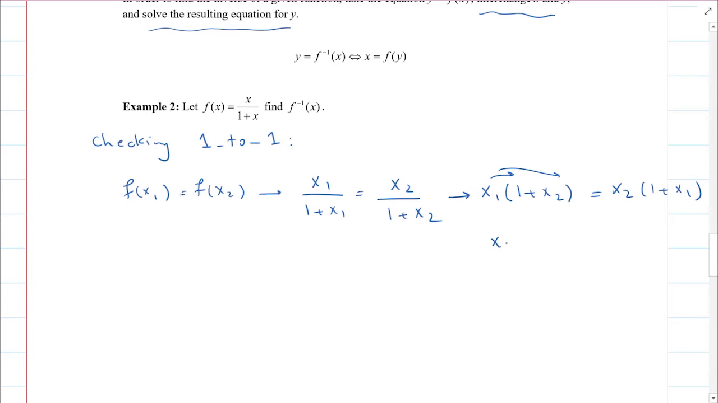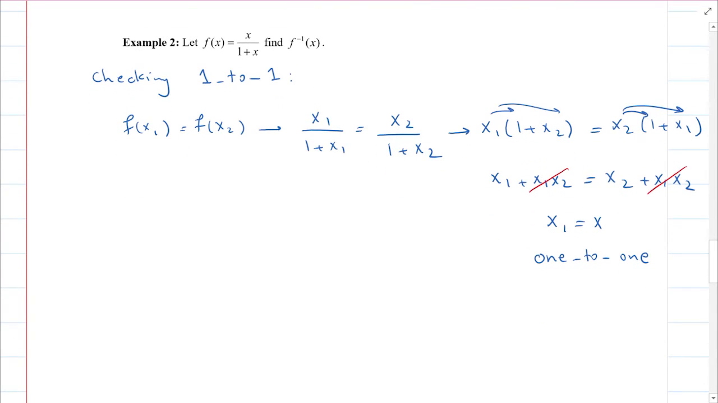That gives me x1 plus x1 x2, distribute this side, x2 plus x1 x2. So here you see that I can subtract x1 x2 from both sides, or I can cancel them. What this implies is that x1 equals x2. So this means the function is 1 to 1, and I'm now able to find f inverse. In many questions, when they ask you to find the inverse of a function, you have to check whether the function is 1 to 1 first.